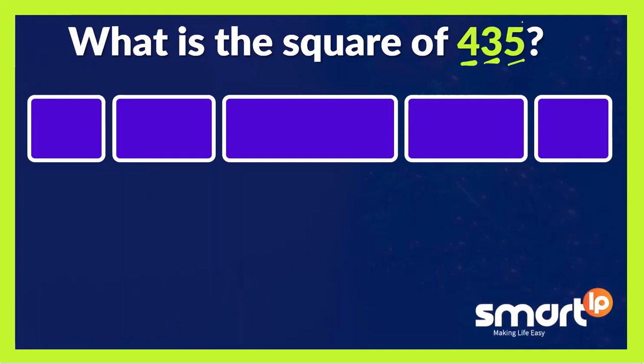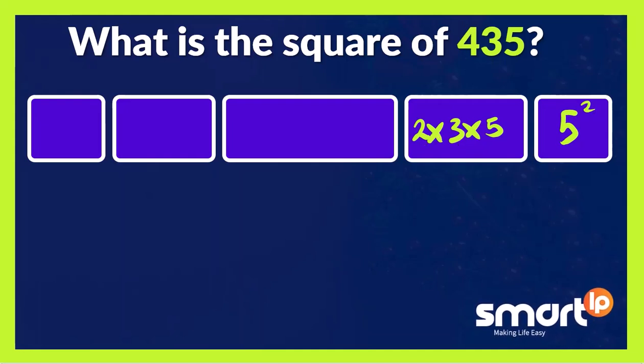Take the last digit and square it. So we have 5 square. Put it in the last box. Great job. The next thing I want you to do is to take the second and the last digit and multiply them by 2. So you have 2 multiplied by the second digit, multiplied by the last digit. That's 2 times 3. Let's go to the third step.